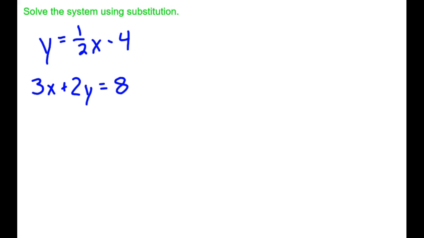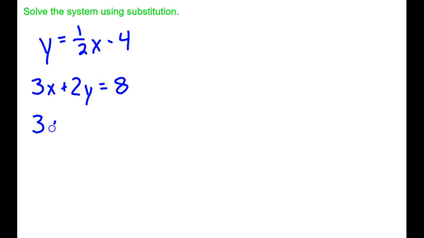Now we're going to solve the same system of equations, y equals 1/2 x minus 4 and 3x plus 2y equals 8, but now we're just going to use the substitution method. We use the substitution method if we have a variable that has a leading coefficient of 1, which in this case we have a y variable with a leading coefficient of 1, and that variable is isolated by itself. So what we're going to do is take this expression 1/2 x minus 4 that is equal to y and substitute it into the other equation.